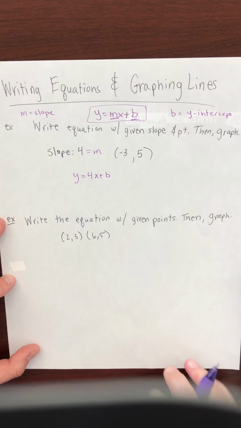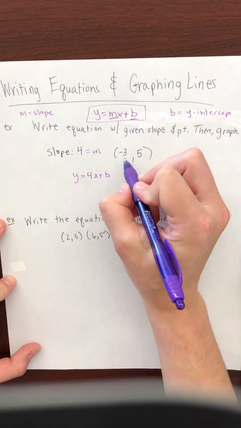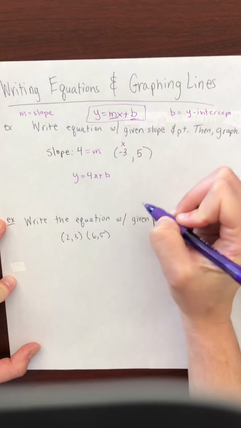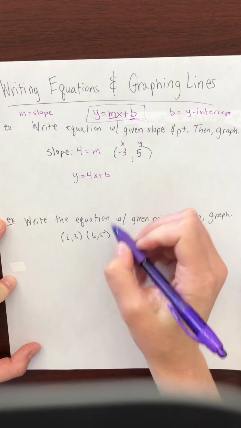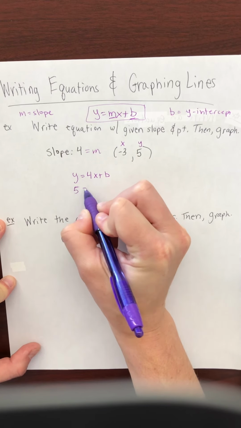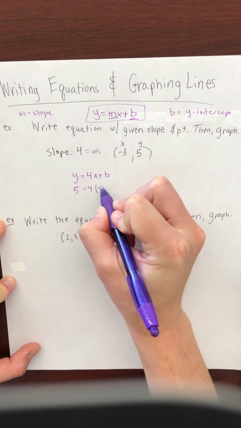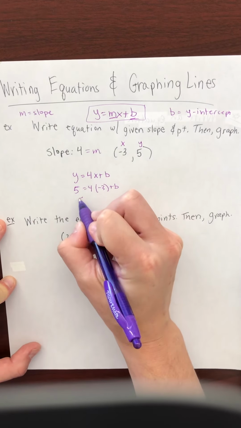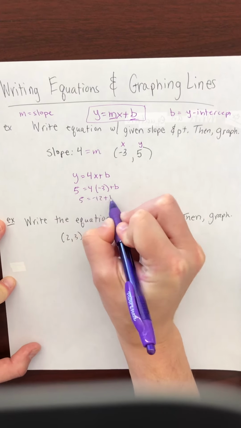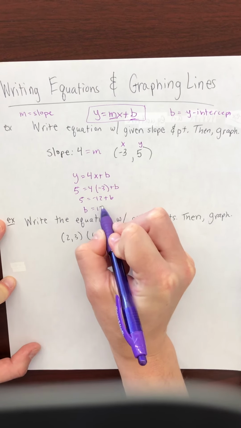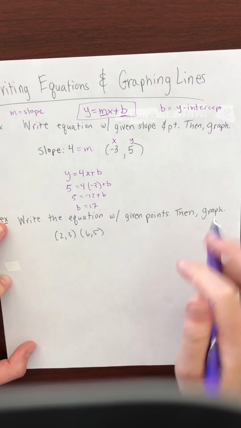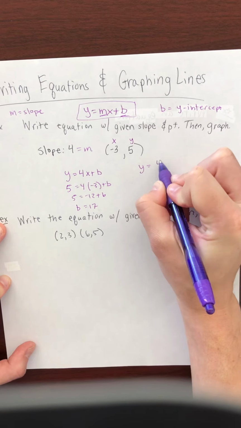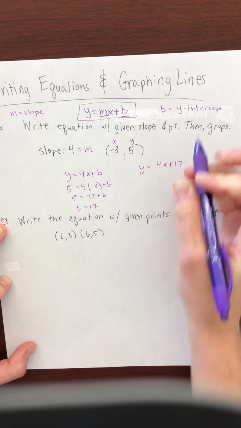I don't have b though, so what you're going to do is replace the -3 for x and the 5 for y. So 5 equals 4 times -3 plus b. And then we solve for b. 5 equals -12 plus b. Add the 12 over, so b would equal 17. So our equation would be y equals 4x plus 17.